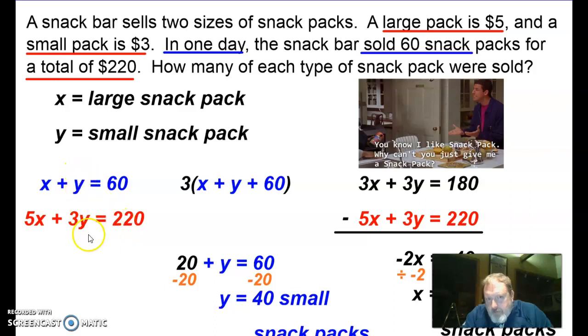So now I've got my two equations. You can do substitution or elimination. I'm going to do elimination, so I'm going to multiply this one by 3. And I get this result over here. So I just took the bottom equation, moved it over, multiplied the top one by 3. And now we can subtract those Y values.